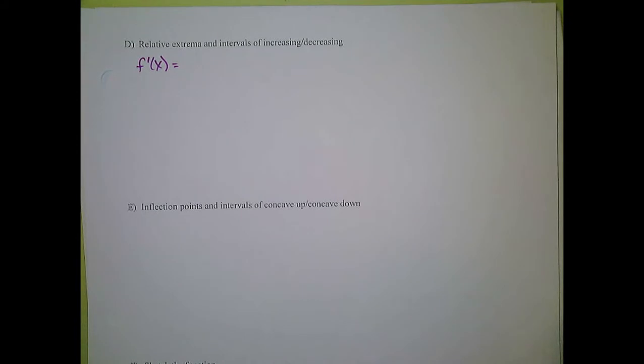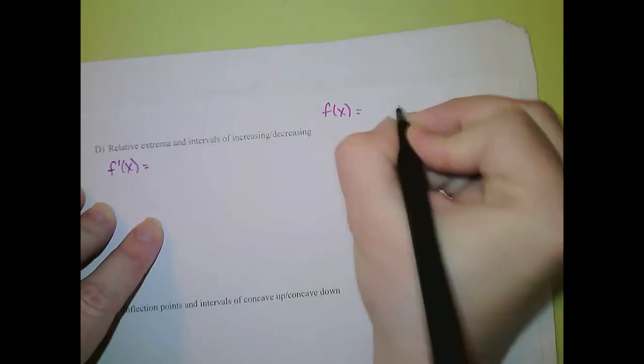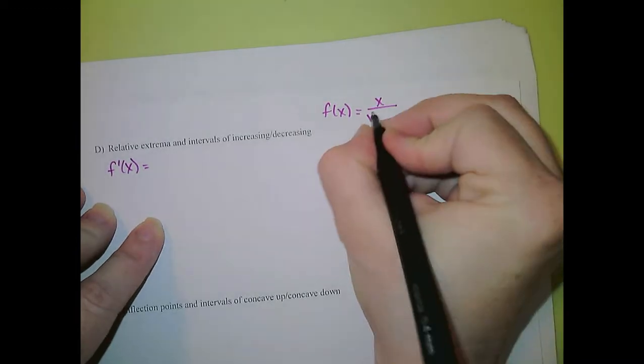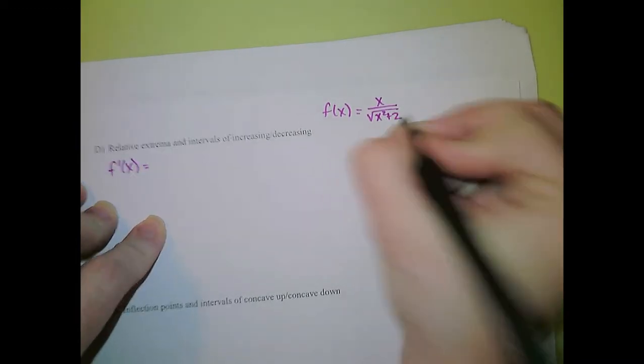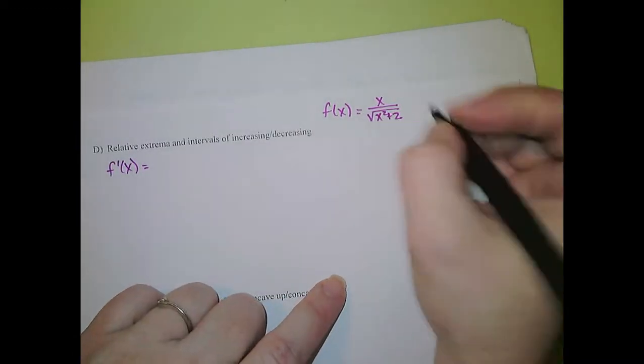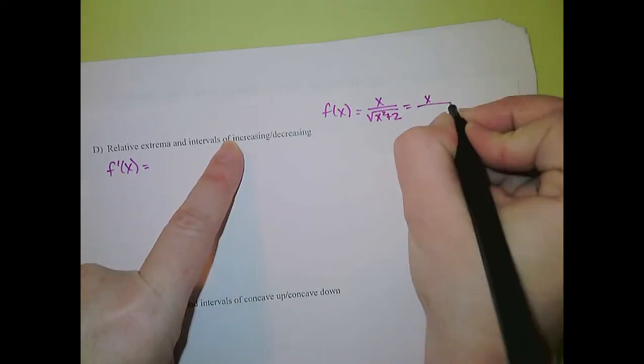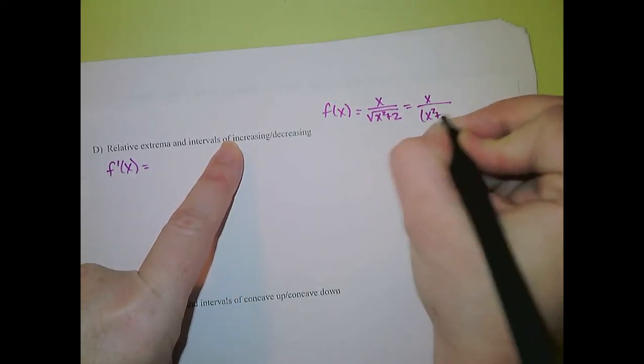And to find the derivative, remember that f of x is x over the square root of x squared plus 2. We'll have to use quotient rule. We'll also have some chain rule. And I'm just going to rewrite this as x divided by x squared plus 2 to the power of 1/2.